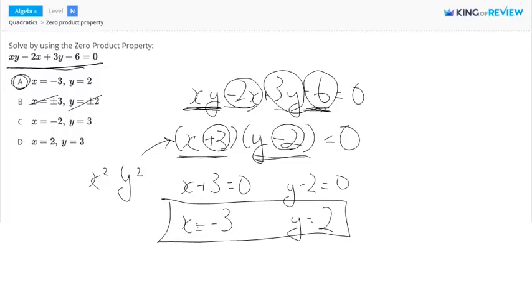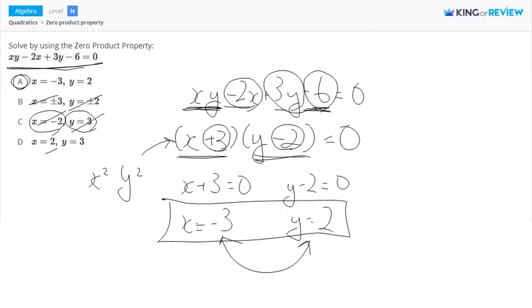What about C? It says x is equal to negative 2 and y is equal to 3. Well, this is just a typical case where the answers got switched. So this is wrong.